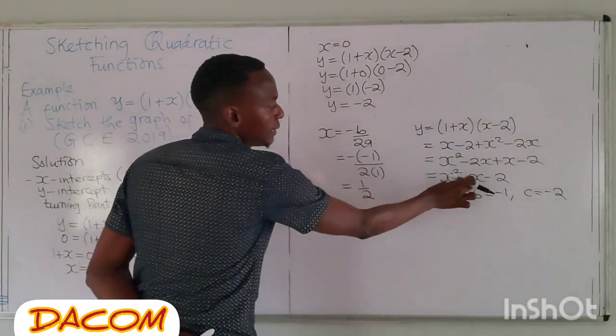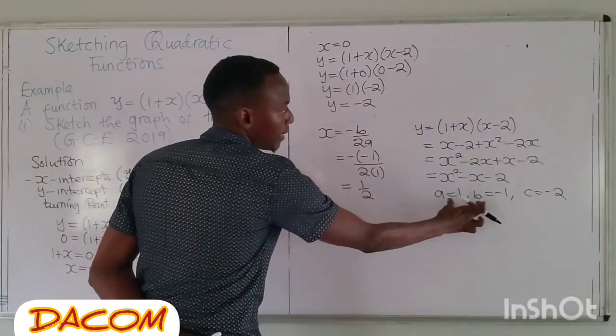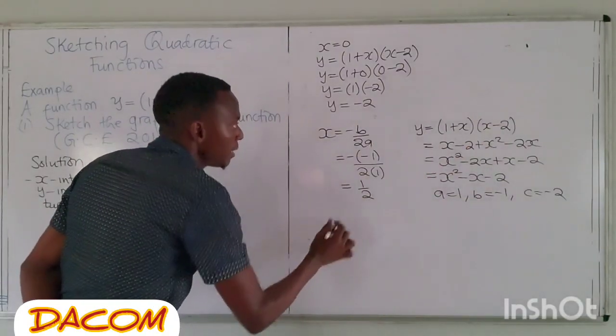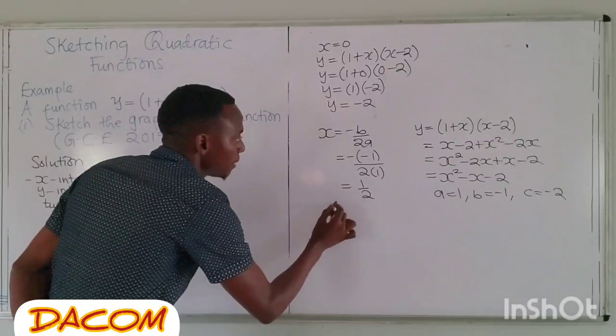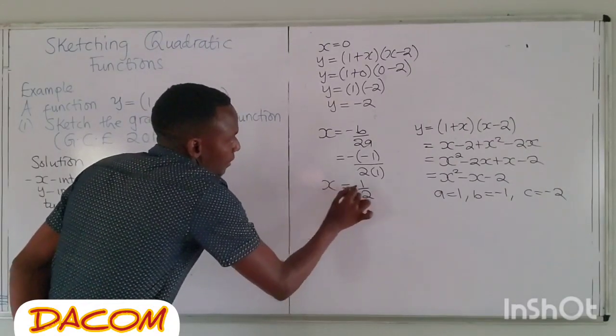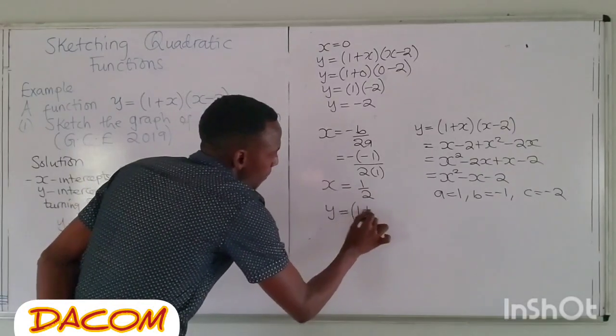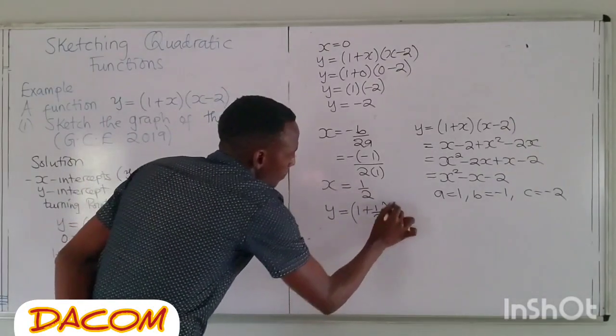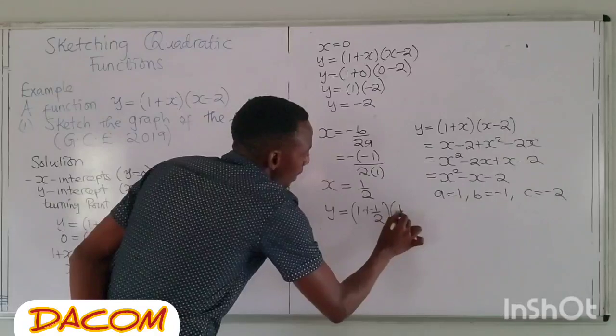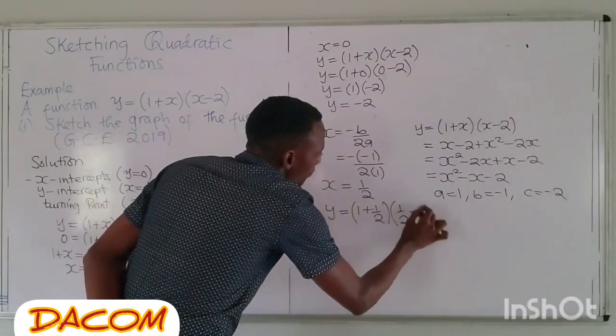From there, now we substitute it in the equation. I won't use the standard form; I wanted it just to help us find a and b. I'll still substitute in the original function so that it becomes easy. So now x is equal to half. What is our y? So (1 plus half), brackets, then we are going to have (half minus 2).